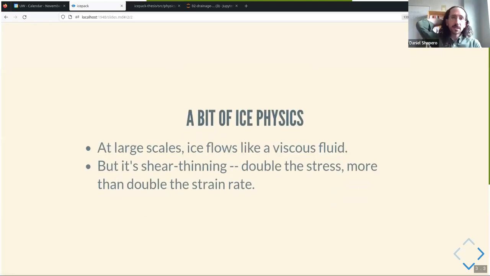So ice flows like a viscous fluid, but what's unusual about it is that it's not a Newtonian fluid, it's shear thinning. So if you double the applied stress, then you more than double the resulting strain rate response. And this is part of what makes solving the momentum balance equations of glaciers difficult, is that you now have a nonlinear differential equation.